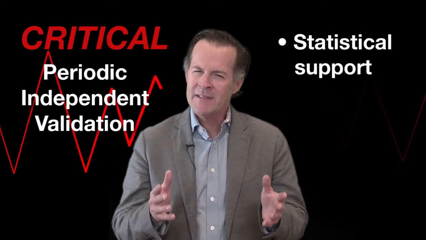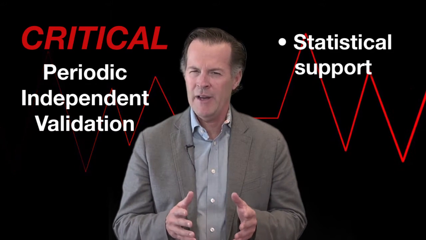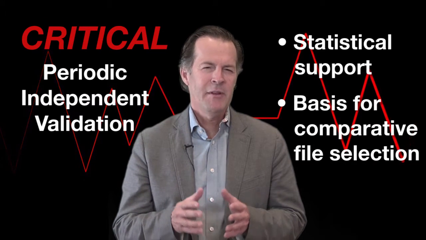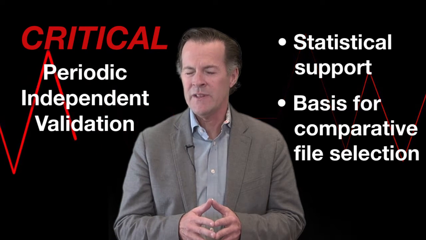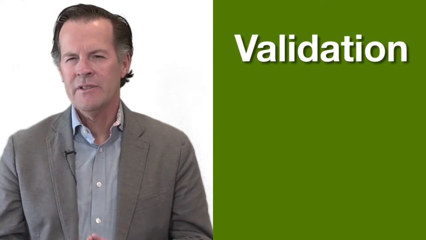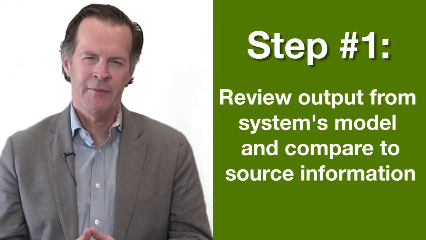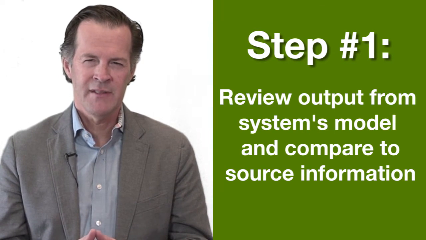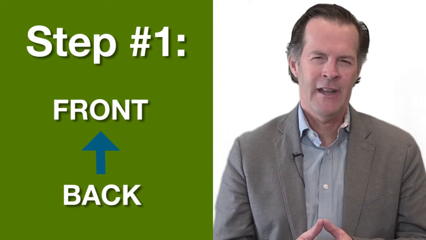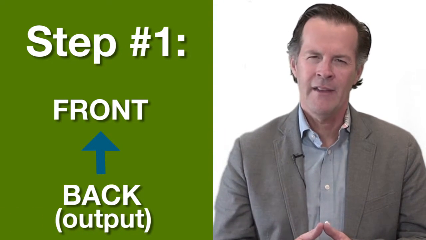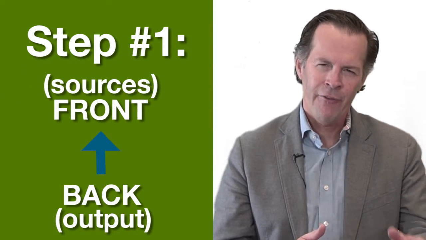Periodic independent validation is critical here because it provides statistical support for decisioning and pricing and forms the primary basis for comparative file selection. This can be crucial evidence supporting an institution's lending fairness. Validation is a two-step process. The first step is to review the output from the system's model and compare it back to the source information based on the known algorithms. We call this a back-to-front effort, meaning that the validation is taking the output of the system, or the back, and comparing it to the sources, or the front.